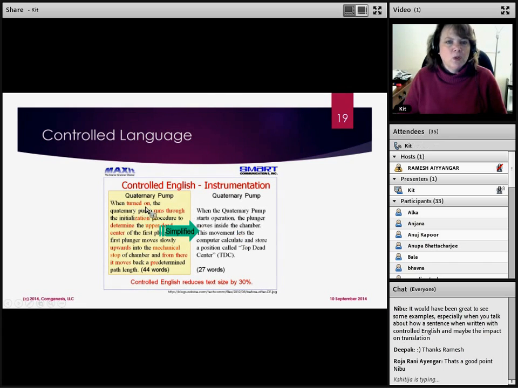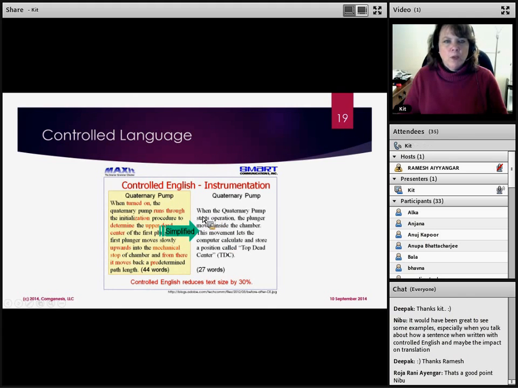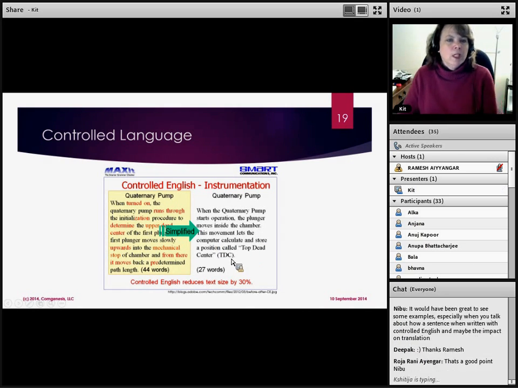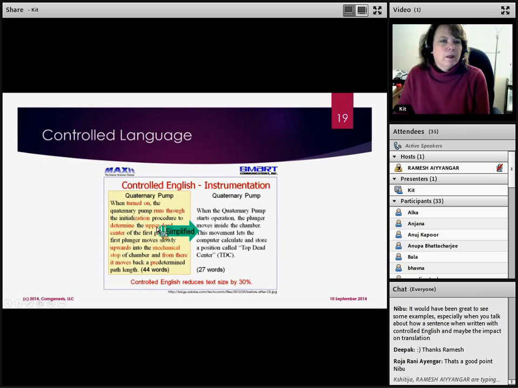So instead of turned on, starts operation, runs through, initialization, determine. These words all have many, many meanings, and so making them more specific. And so when it starts operation, moves inside the plunger. This movement lets the computer calculate and store the position called top dead center. So that's way more clear than the left-hand side. Okay.